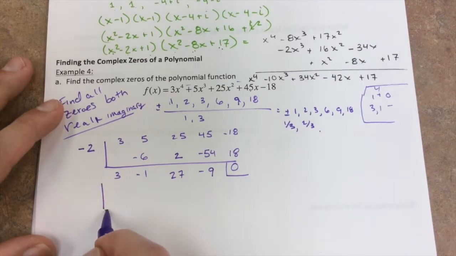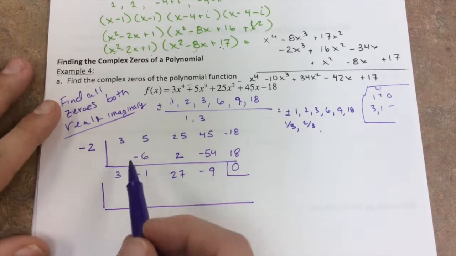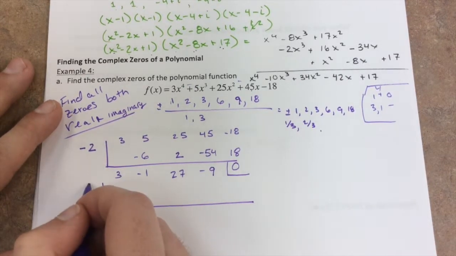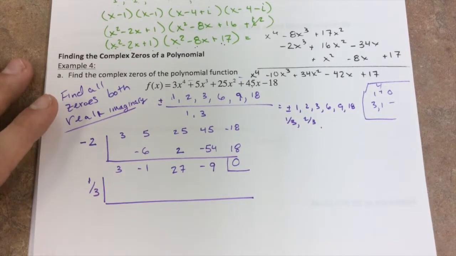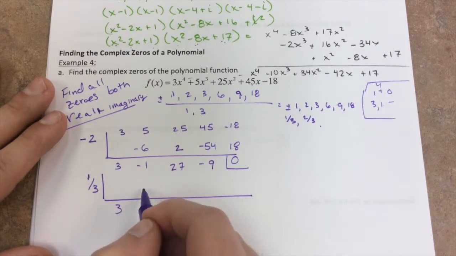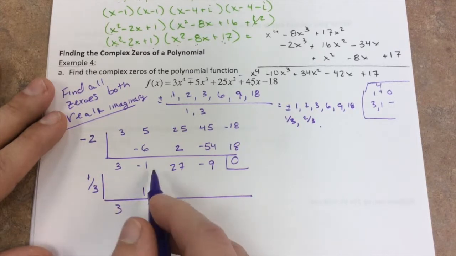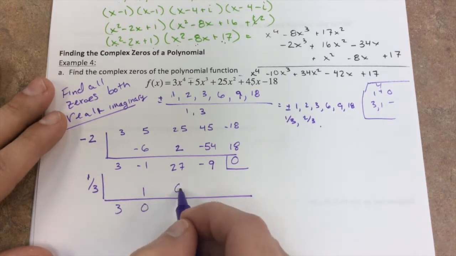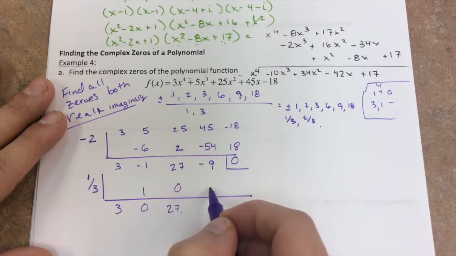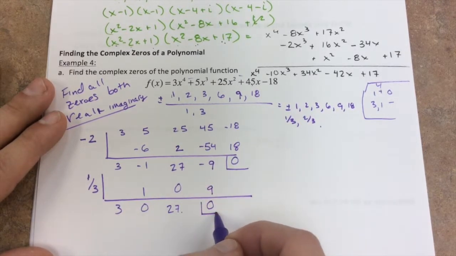The next one that I want to try, and this is just for me because I think there's a 3 out of here and I want to get rid of it, I'm going to try positive 1/3. So positive 1/3, bring down the 3, times 1/3 gives me 1. Okay, so that's 0, 0, 27. This looks promising. That gives you 9, which gives you 0.